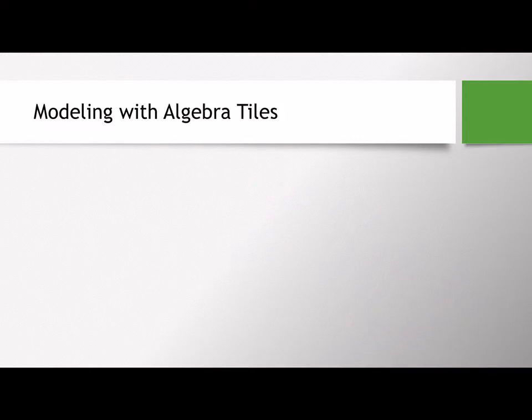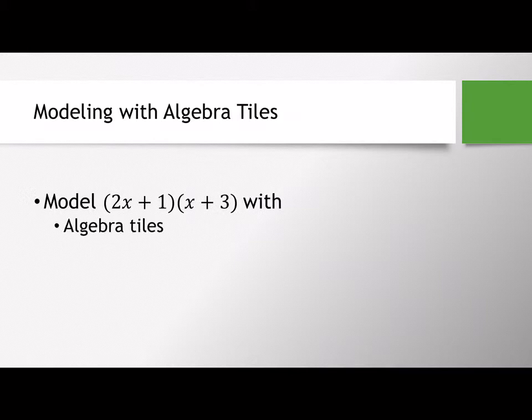Modeling with algebra tiles. We want to model 2x plus 1 times x plus 3. Or, in more precise words, we want to model the quantity 2x plus 1 times the quantity x plus 3, because they both are in quantities, they're both like one number. So that's why they group them with parentheses. But we can operate on them separately. We want to model this with algebra tiles.